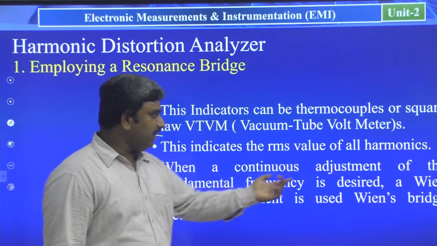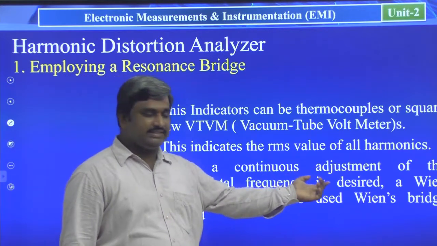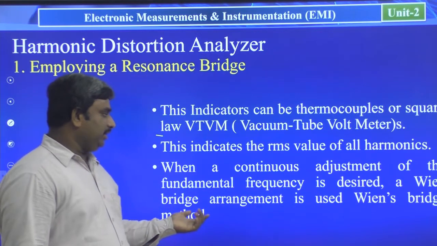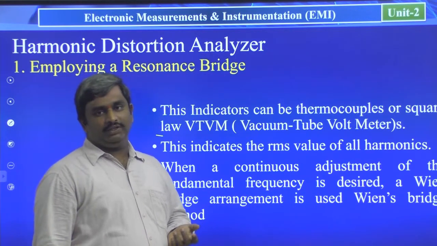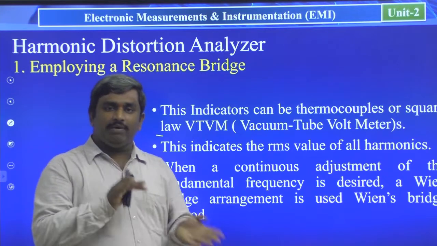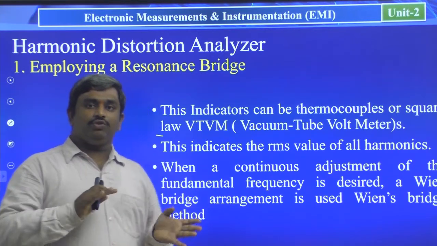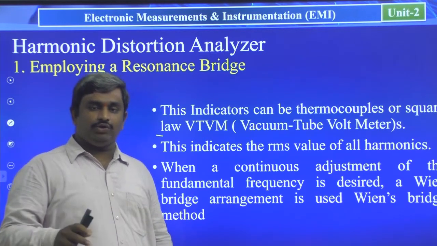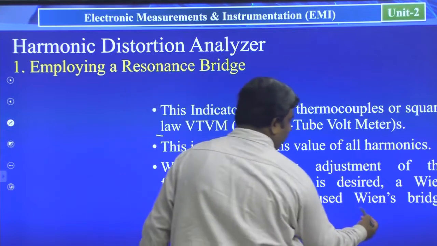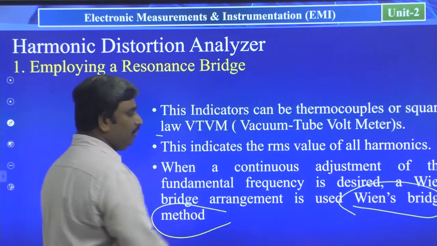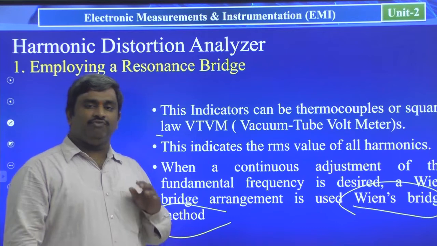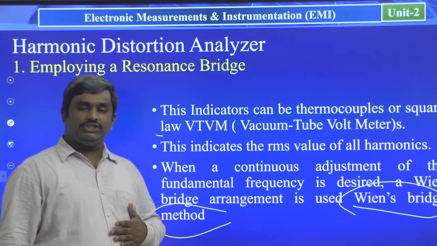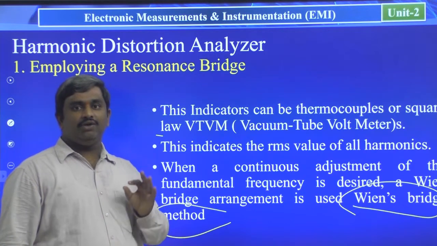When a continuous adjustment of the fundamental frequency is desired, a Wien bridge arrangement is used, the Wien bridge method. If you are changing the fundamental frequency continuously, we do not use the fixed frequency wave analyzer. In that place, we propose a new method called the Wien bridge method. This is the second concept of harmonic distortion analysis.